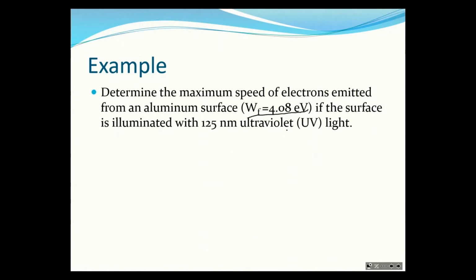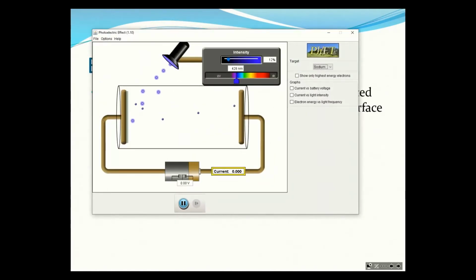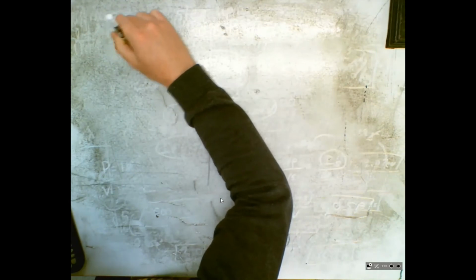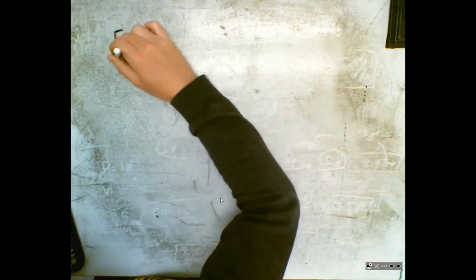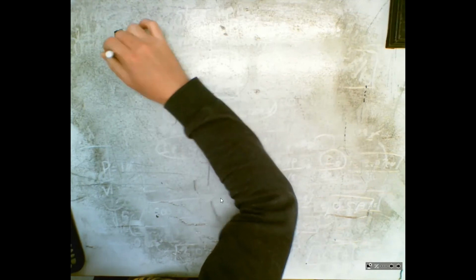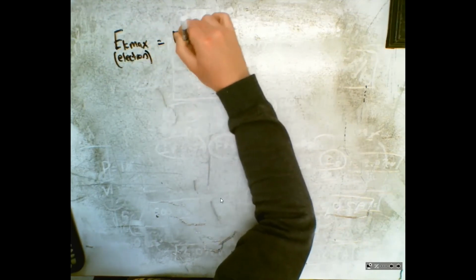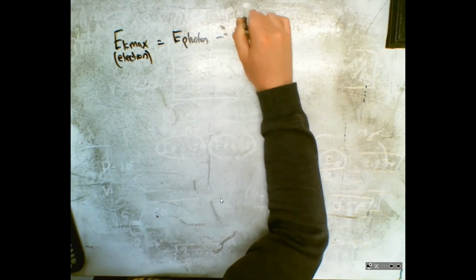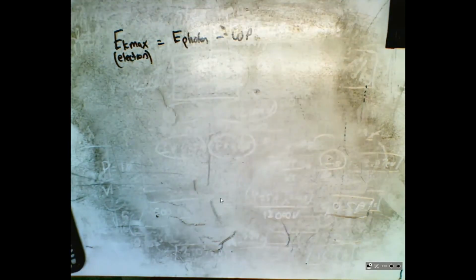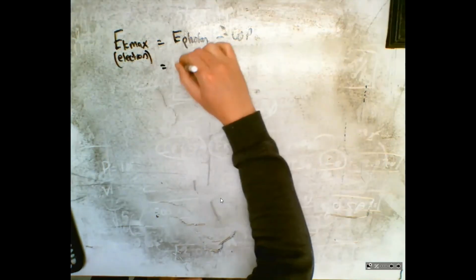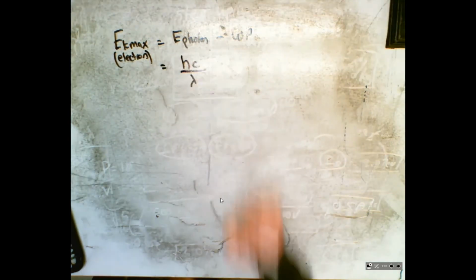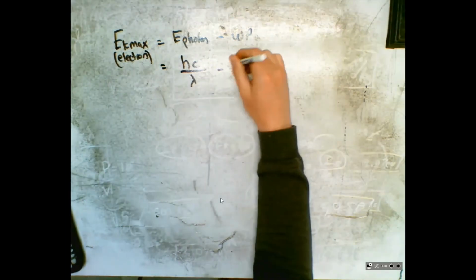Okay. So what we're going to do on this one is use this new formula where EK max, remember that this is our electron, is equal to the energy of our photon minus our work function. So we can break these formulas down depending on what they give us. They give us a wavelength, so I can break this down into hc over lambda. They give us our work function, so I don't want to break that down.